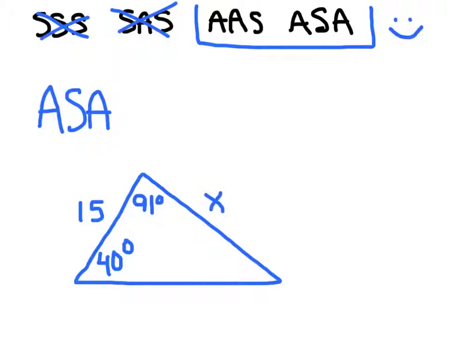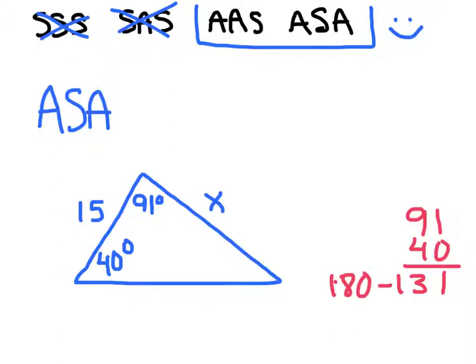To use the law of sines, I need the sides and angles that are across from each other. So 40 would go across from the x, but I don't have what's across from the 15, but I can figure it out pretty quickly by taking 91 plus 40. That's 131. Taking 180 minus 131, that's 49. And so now I have the angles: 40 is across from x and 15 is across from 49. I'm not going to use the 91 because it's not across from anything.